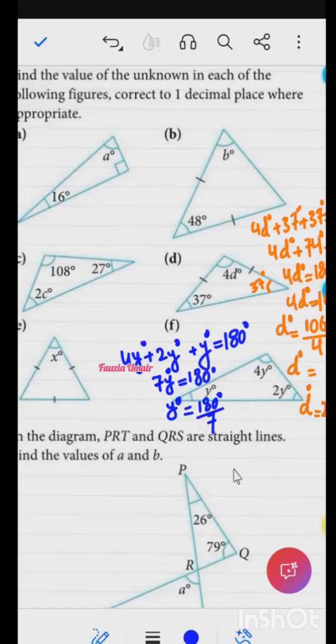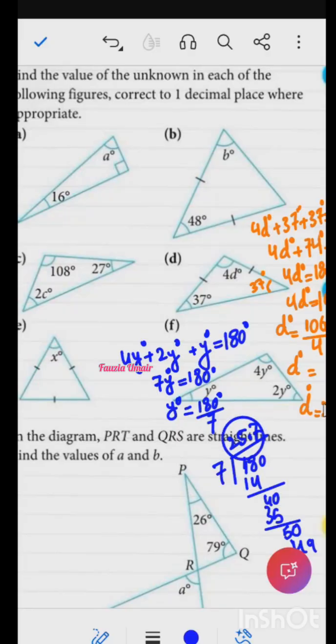Okay? So now you can divide it again. You have to put 180 inside and divide by 7. 7 twos are 14, so 40. 7 fives are 35, 5. So you will put a decimal here and a 0 here. Now 7 sevens are 49, right? And this is your answer. Okay? 25.7 degree, right? Yes, ma'am.